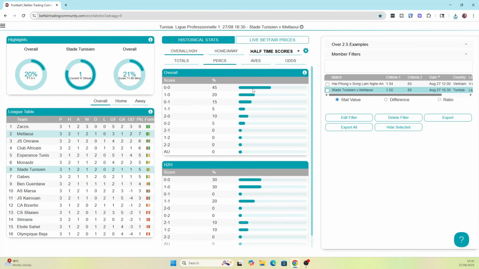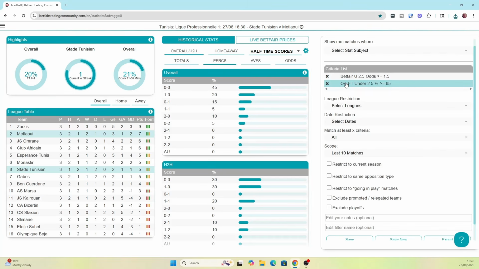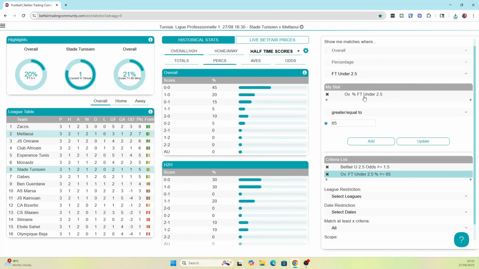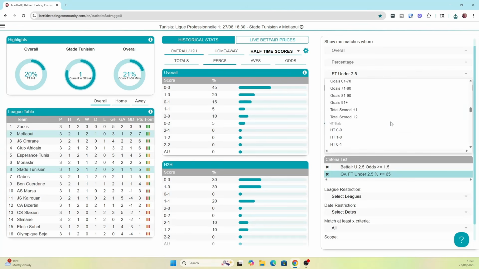So you might say, well, why do you have so many options? Why, when I select under 2.5 full time, could I have selected about 100 different things? The reason is that this is what traders ask for. So we cater to all audiences, whether you're a new trader or experienced. Obviously, we've got a lot of pro traders who use this software. In fact, it's probably predominantly pro traders who are going to use this software for the long term.